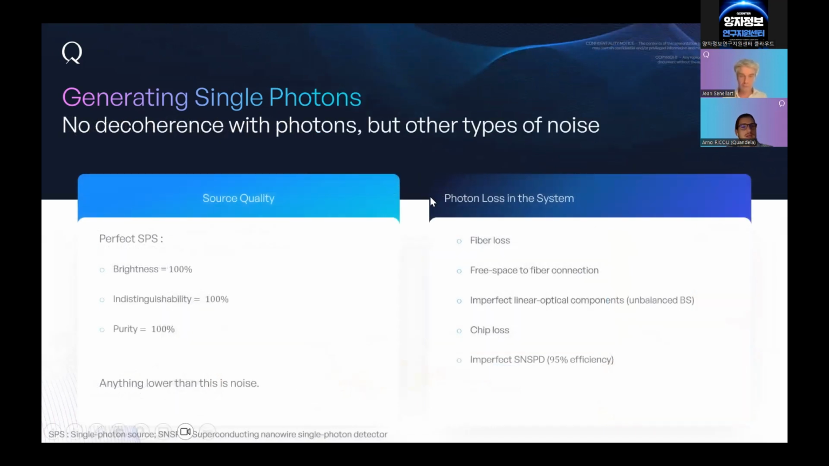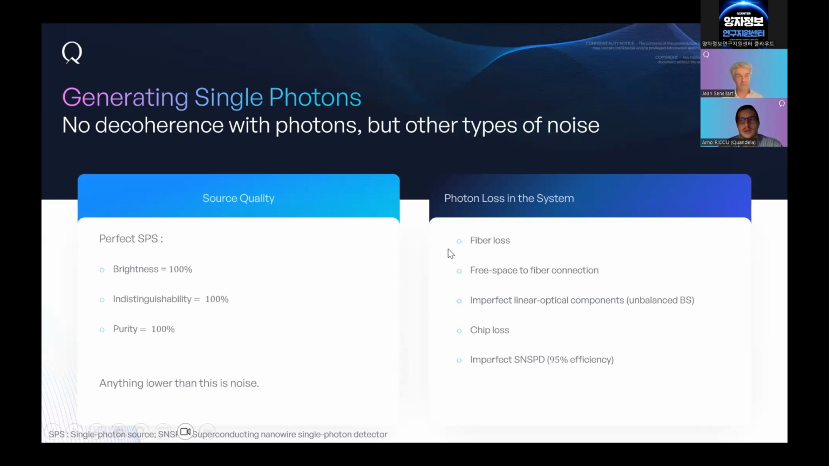As I was mentioning, one needs a long decoherence time to do quantum computation according to the DiVincenzo criteria. We don't have a decoherence issue with photons, but we have other types of noise. As I was mentioning, the perfect single photon source has 100% brightness. You get a photon every time you ask for one. All the photons are indistinguishable, and you always have one photon when you ask for one. You don't have more than that. And anything that is lower than this 100% is noise.